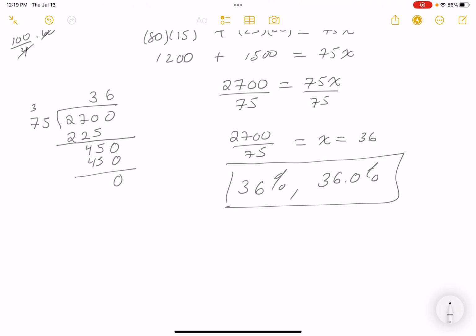All right, and that's it. End of the story. And again, please feel free to use a calculator if you feel the calculator is necessary.